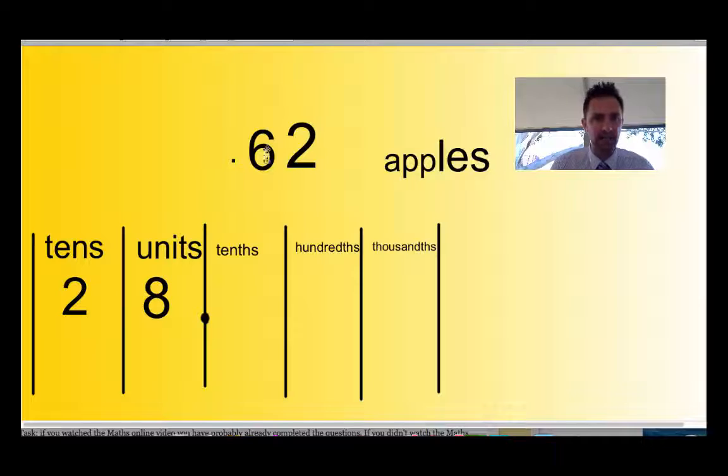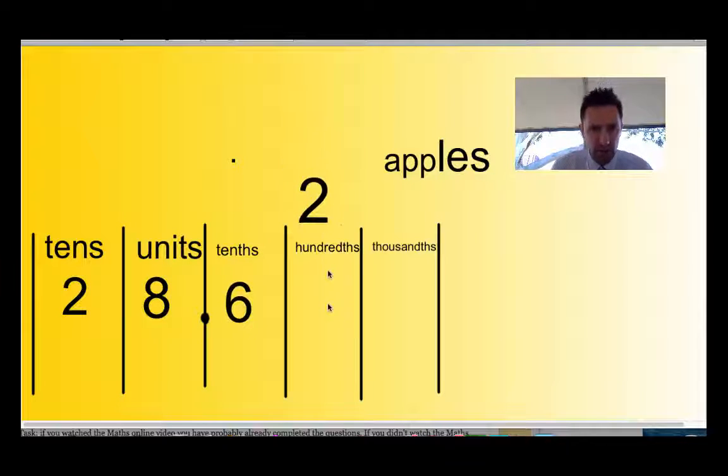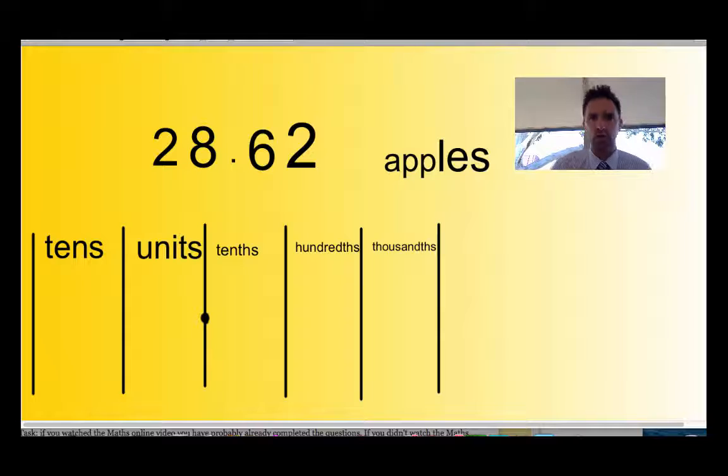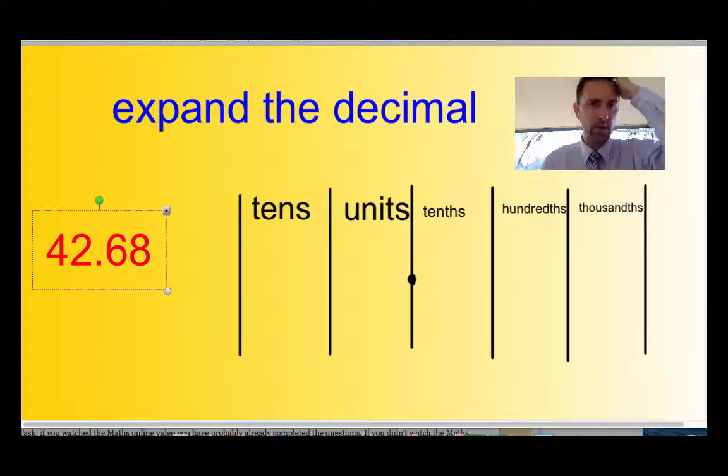Plus there's 6 tenths of an apple, so that goes down there. Plus there's 2 hundredths of an apple, so that goes down there. And we put the decimal point just down there as well. Okay, so that's 2 tens, which is 20, 8 units, which is 28, and 6 tenths and 2 hundredths. And that's, of course, what 28.62 actually means.